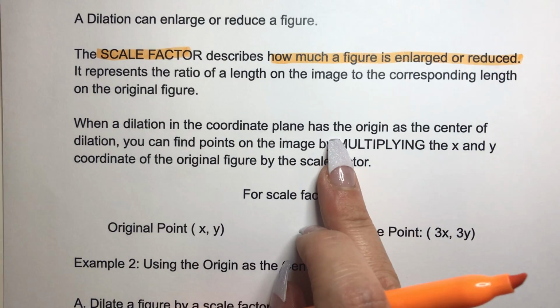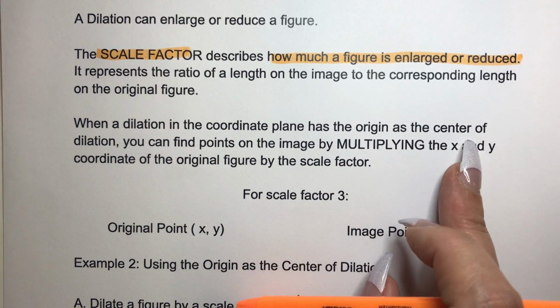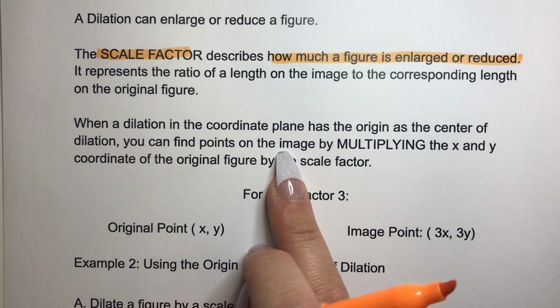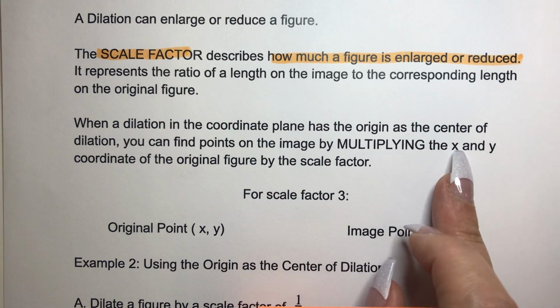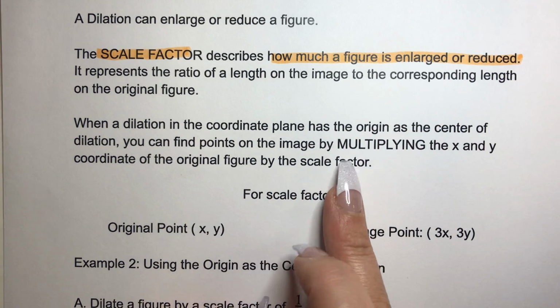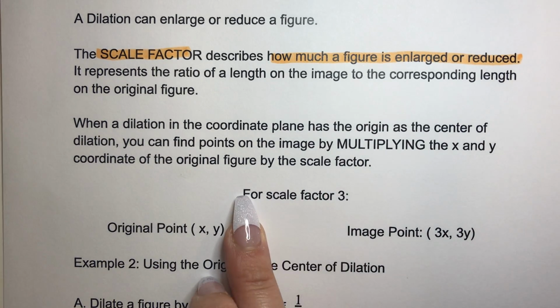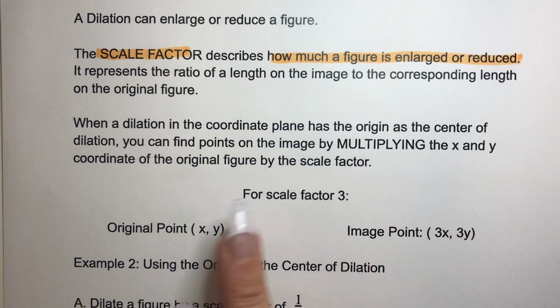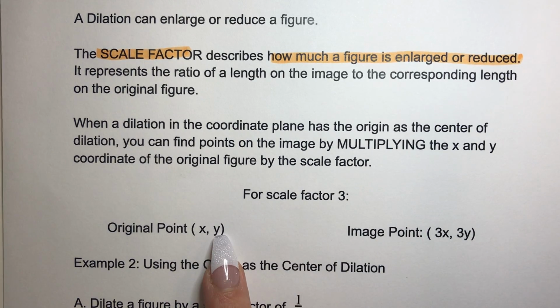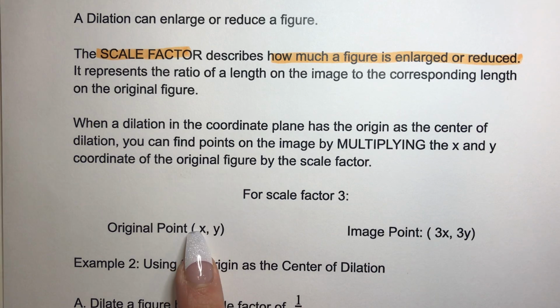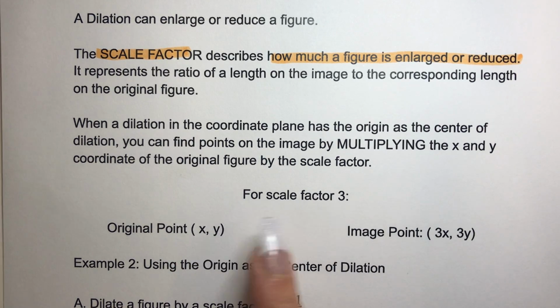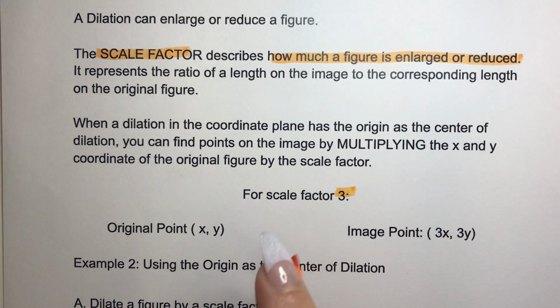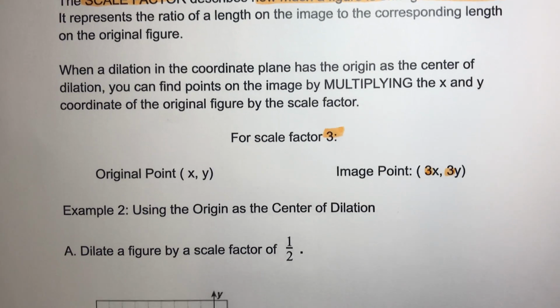When a dilation in the coordinate plane has the origin as the center of dilation, you can find points on the image by multiplying the x and y coordinate of the figure by the scale factor. For example, if the scale factor is 3, and this is our original point, x, y, you take this x and multiply it by 3, and then you take this y and multiply by 3. You multiply each of the x and the y by 3. Boom. Okay, let's go ahead and look at example 2.